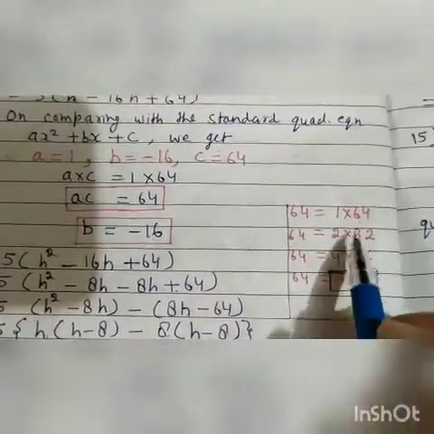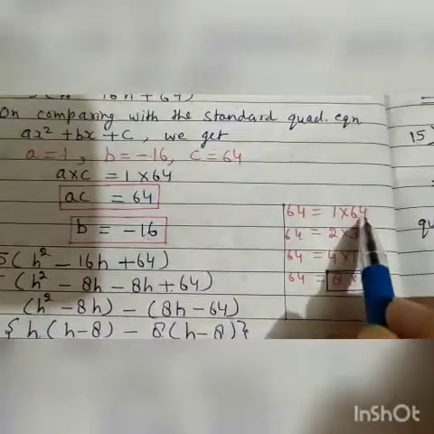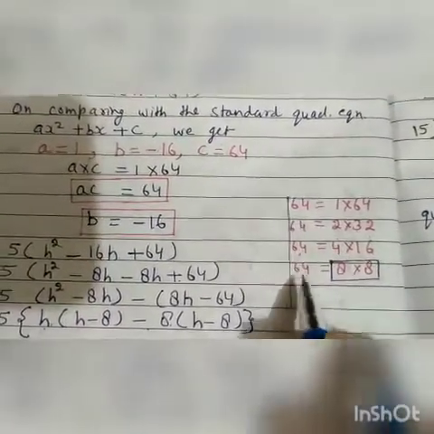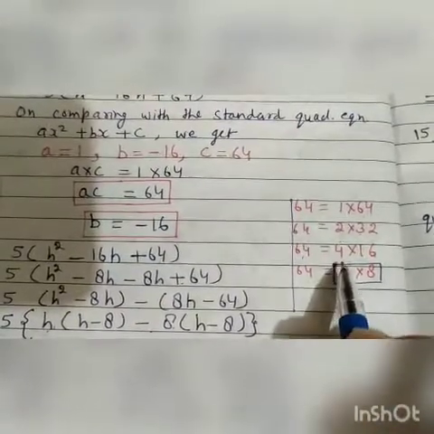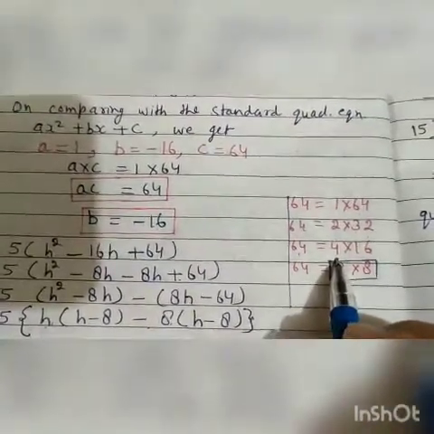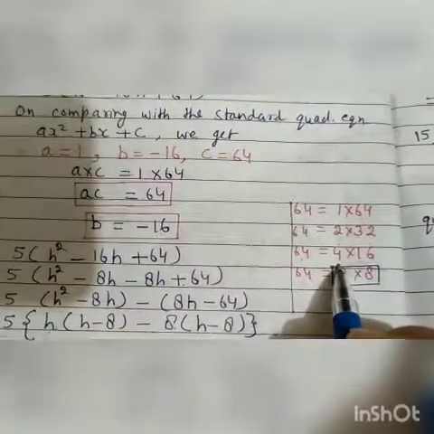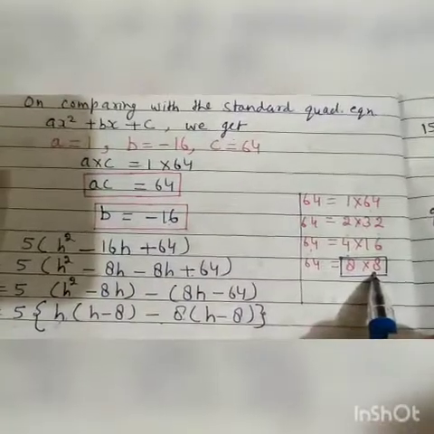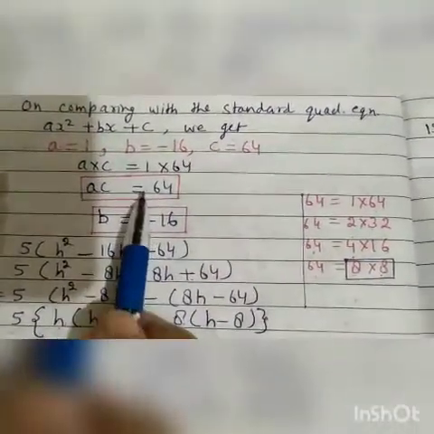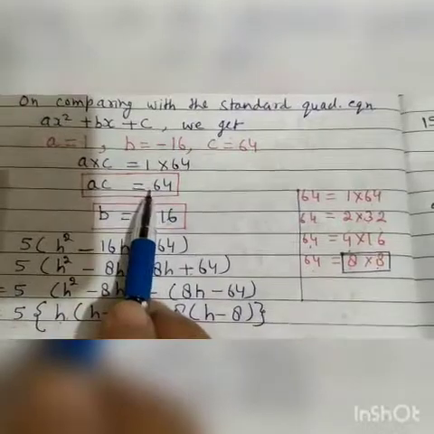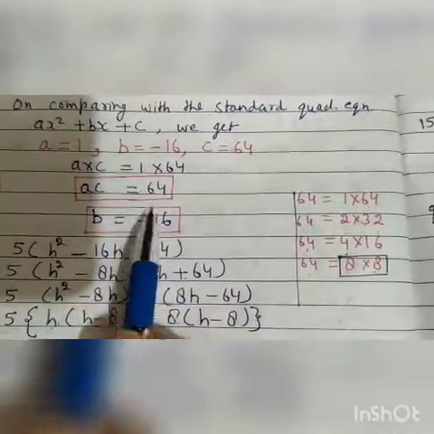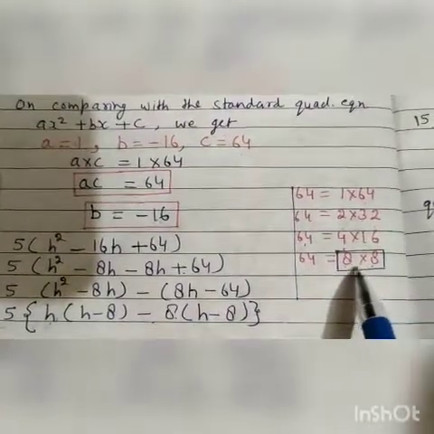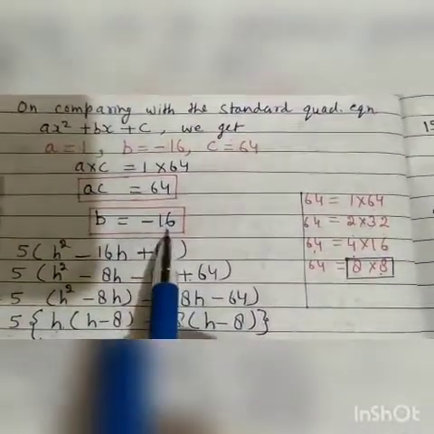64 is equal to 4 into 16. Then after 4, 64 is not divisible by 5, 6 and 7. Now we will take 8, 8 into 8 is 64. So students, you know this plus sign tells us that we can get this middle term by adding the factors. So if we add these two factors 8 and 8, we get 16.